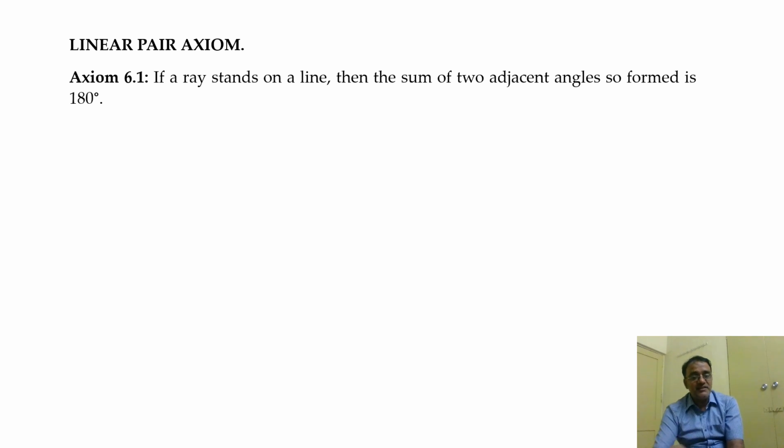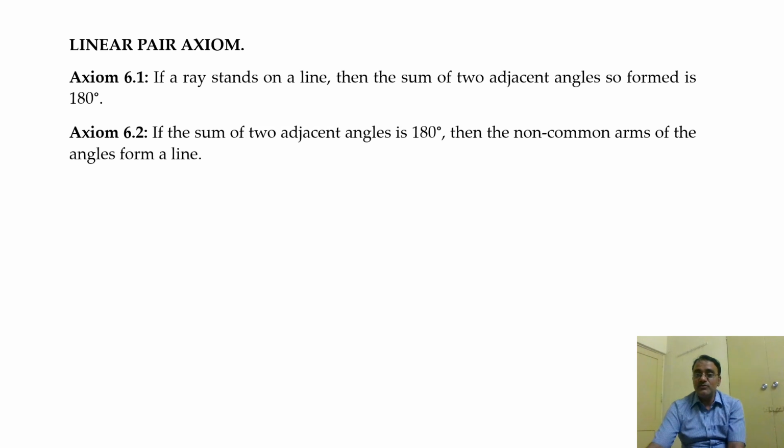Now the reverse of this axiom is also there. That is axiom 6.2: if the sum of two adjacent angles is 180 degrees, then the non-common arms of the angles form a line. Right? So these two axioms are very important. Now we will see some examples based on these axioms.